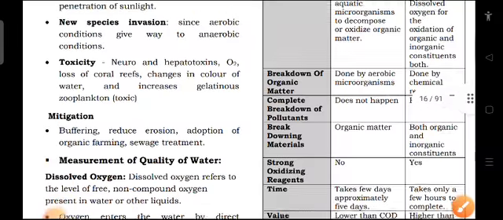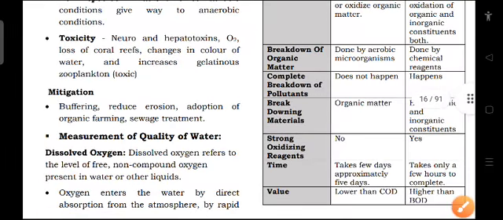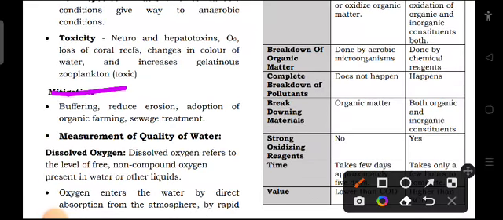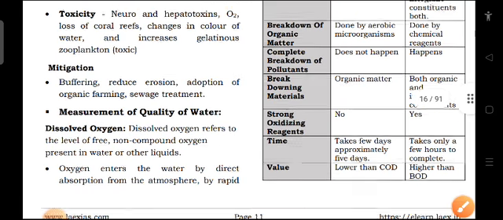Now mitigation. How can we reduce this eutrophication process and its effects? First we have to do buffering. Then we have to reduce erosion and also adopt organic farming. Then sewage treatment. So these are some of the mitigation steps.